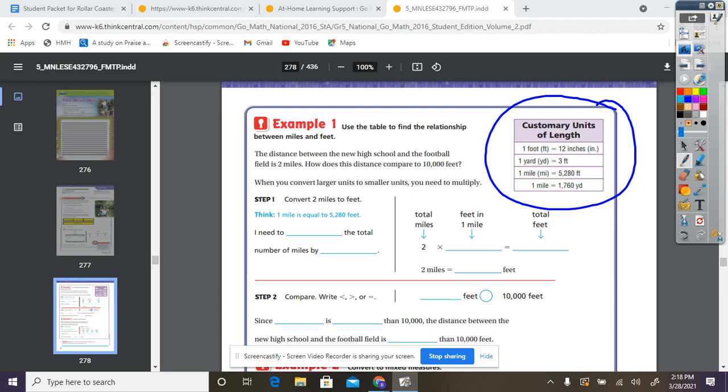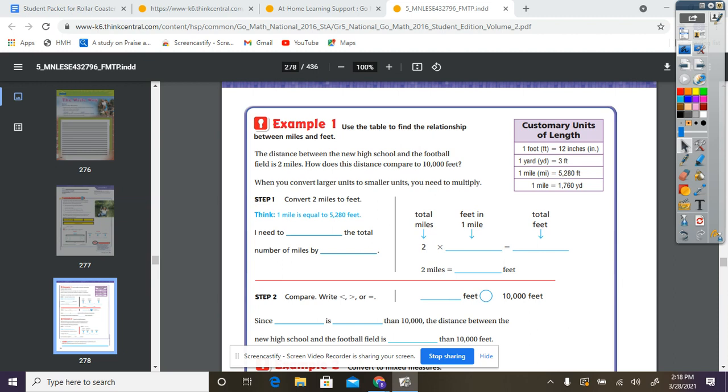The most important things to memorize off of this chart are the first one, second one, and third one. 12 inches in 1 foot. There are 3 feet in 1 yard. There are 5,280 feet in 1 mile. So that is important stuff to know. We will be referring back to this chart.